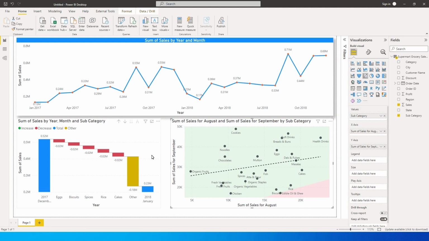So this is a very cool feature in Power BI, which most people do not really use, but I think you guys should start using this feature because it is really cool. It gives you a lot of insights into your data set, right?